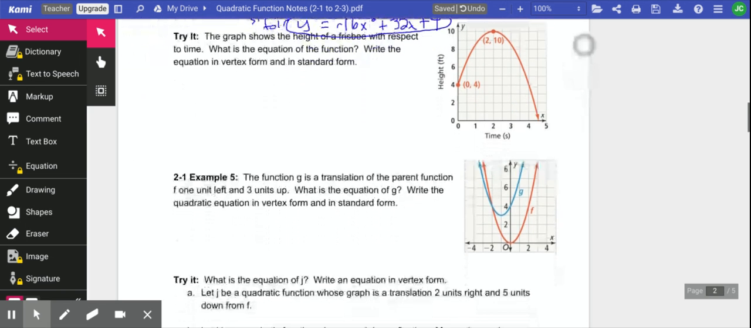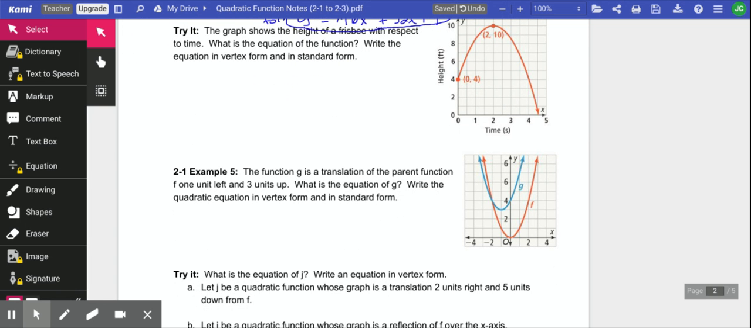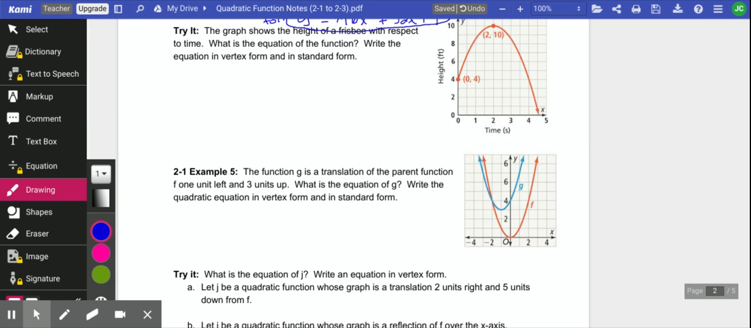This is a really similar problem. We have the height of a frisbee this time. We want the equation of the function both in vertex and in standard form. So in vertex form, we have y equals a(x minus h) squared plus k. We are trying to find a, h, and k. We know h and k, it's the vertex, it's right here. So plug those in. x minus 2, remember it's always the opposite when you're in parentheses, and then plus 10.